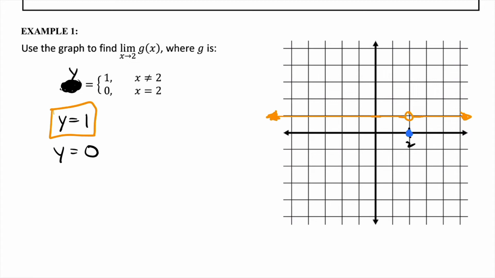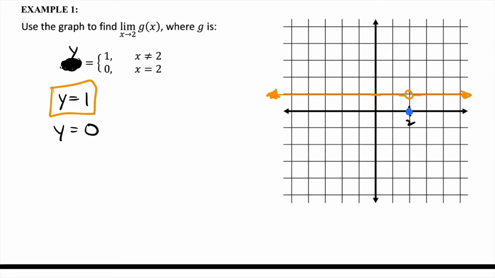Okay. Now that we got that, now we can answer this. Now we got to answer the limit as x approaches 2 for g of x. That's what we got to answer. The graph wasn't the question. The graph was just something we needed to do.